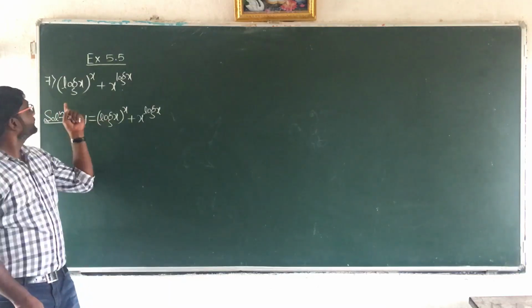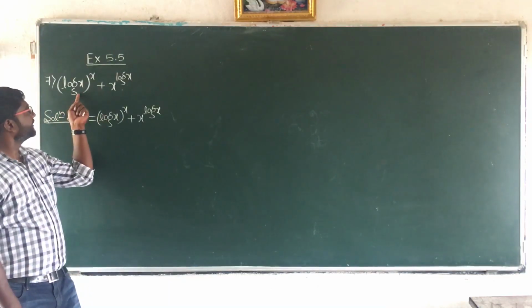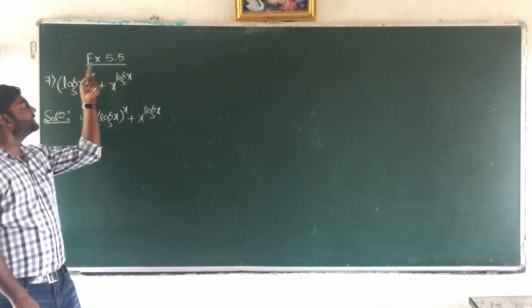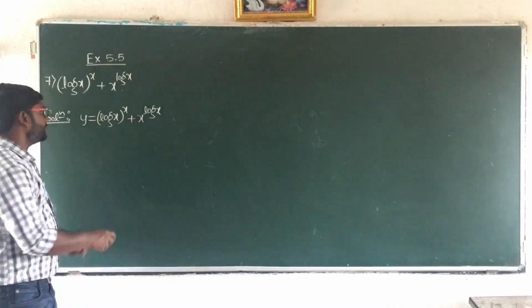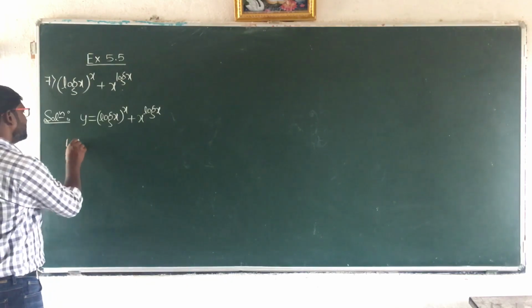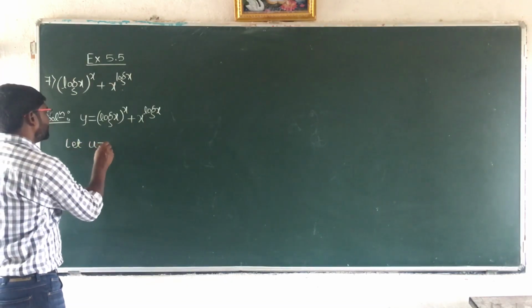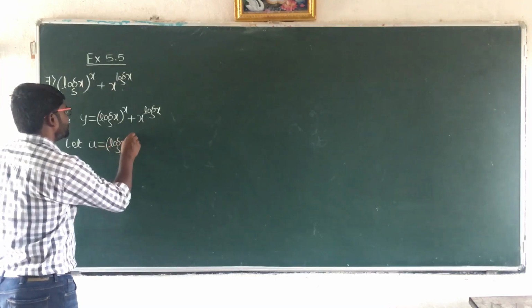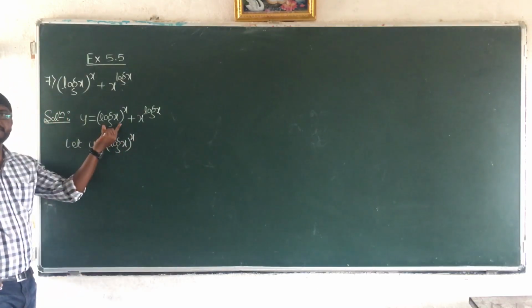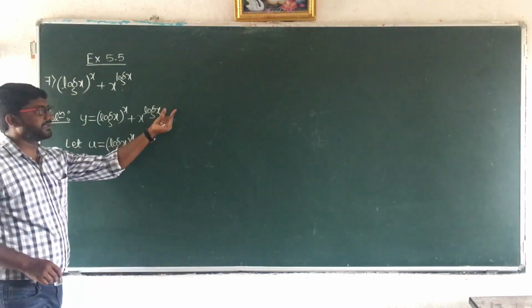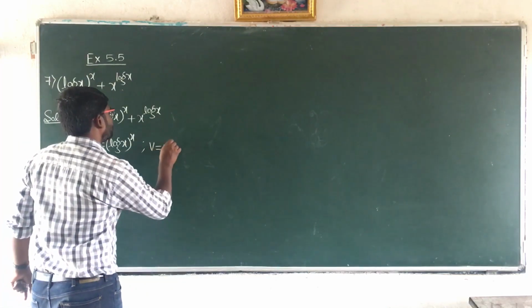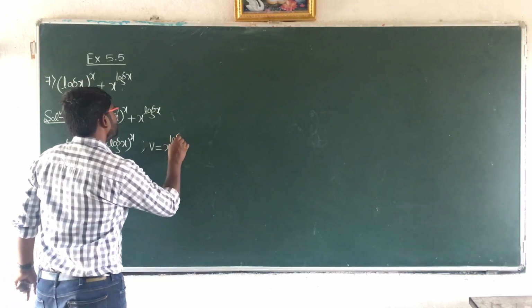Morning students. So let us solve the seventh problem. It is (log x)^x + x^(log x). So I have considered this as y. Now see here, let u be equal to (log x)^x. So I am considering this as u and x^(log x) as v, and v is equal to x^(log x).